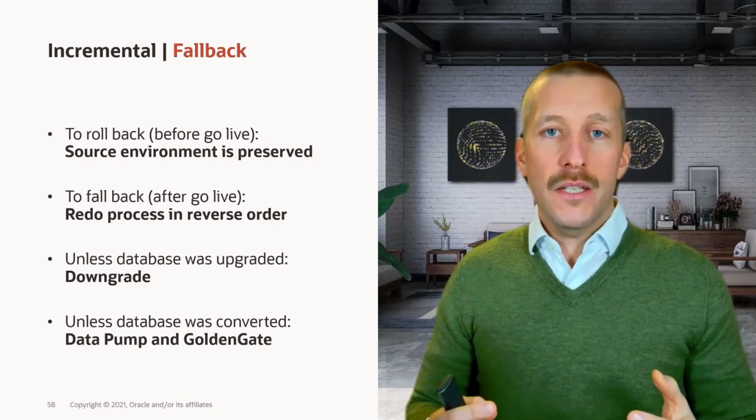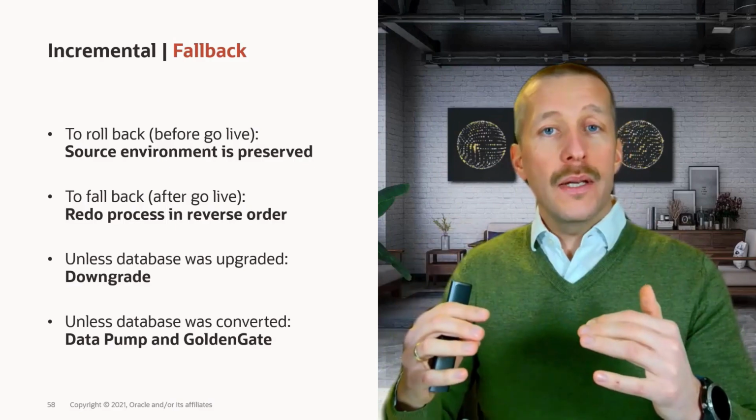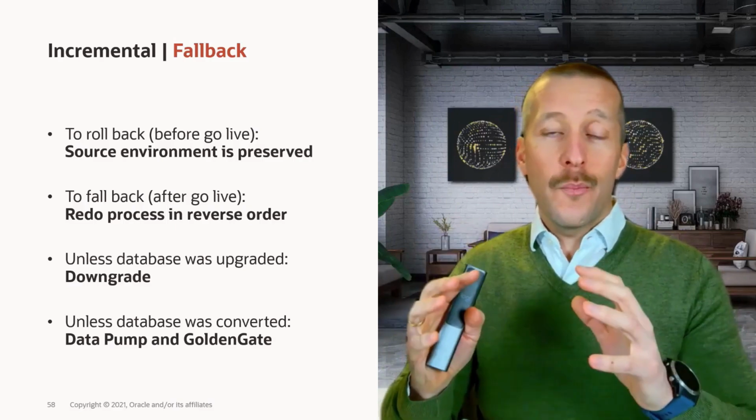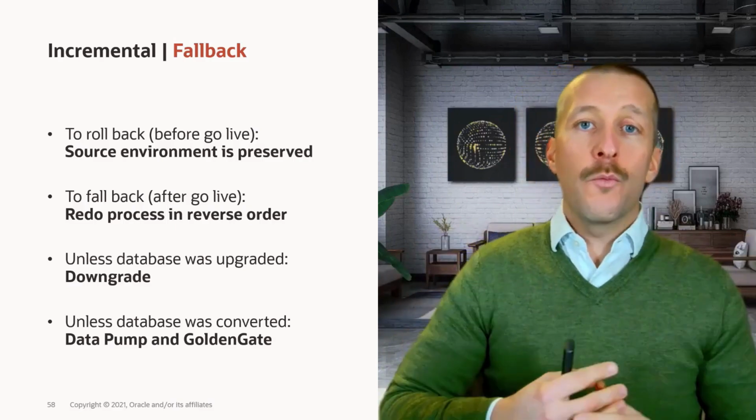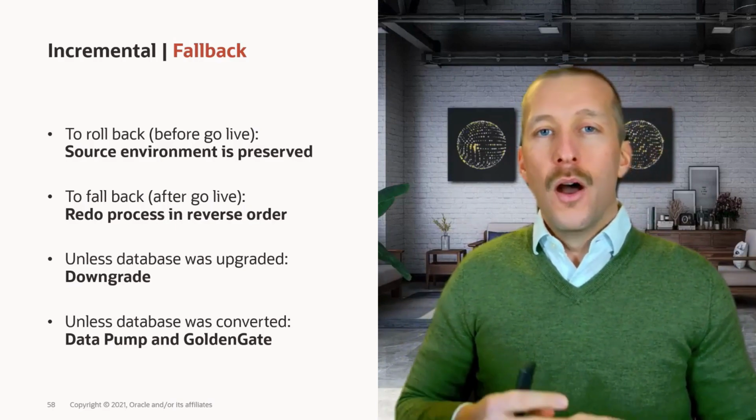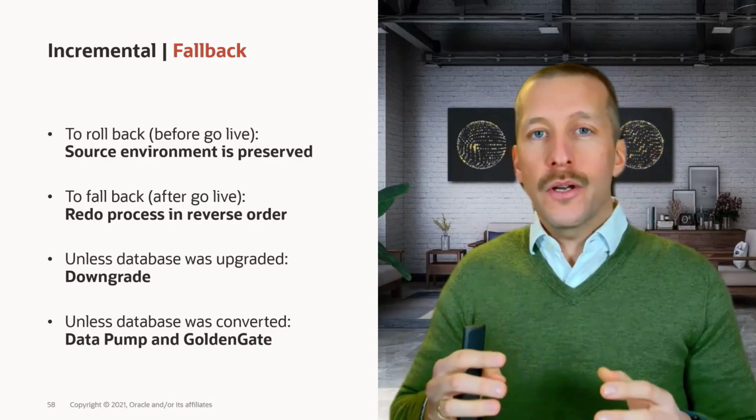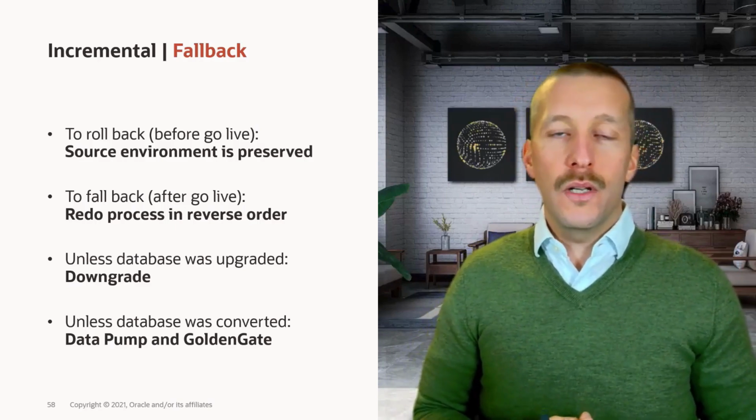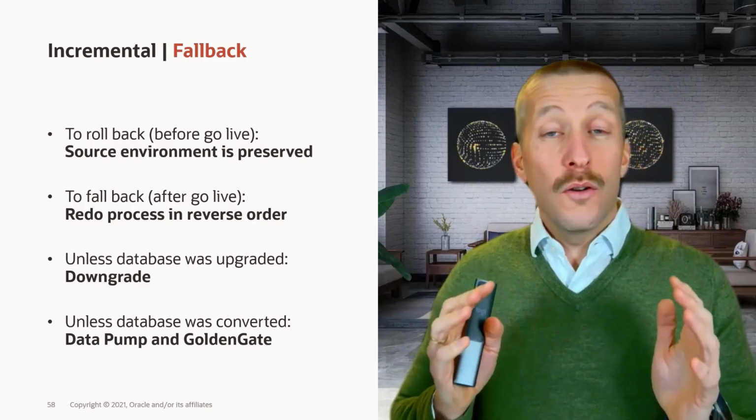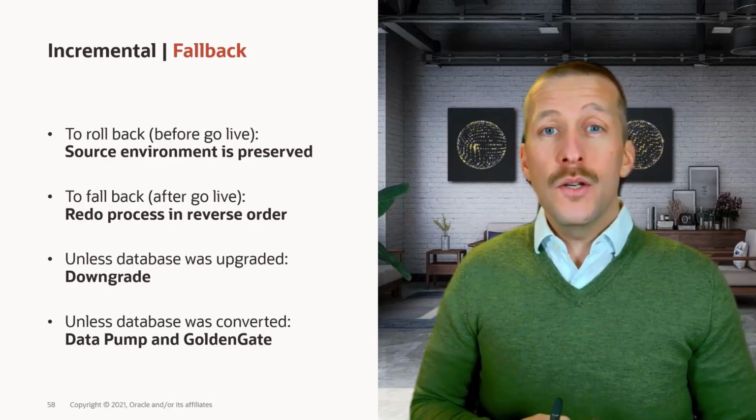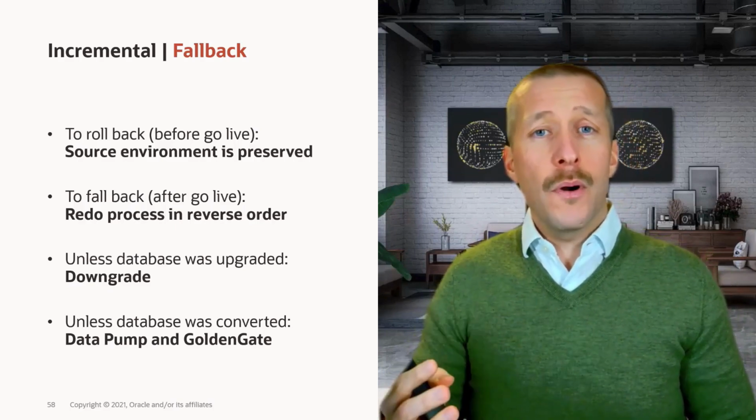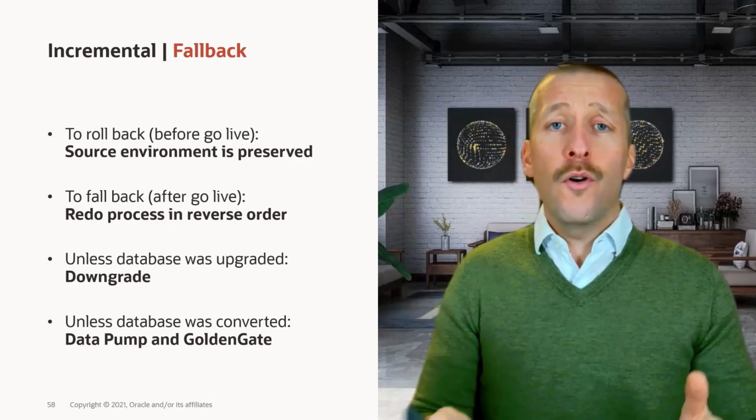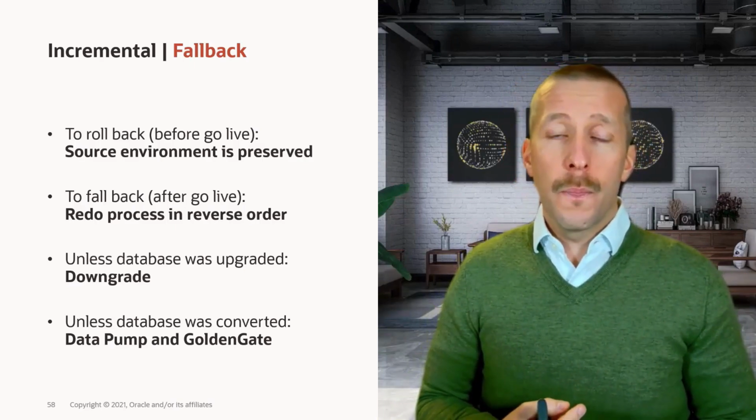If that is the case, you need to downgrade the database and then use RMAN incremental backups back to the original source system. Unless you are also in the case where you can install the higher release Oracle Home on the old system as well. If you also converted the database into a PDB, you are most likely looking into Datapump and GoldenGate if you need to fall back to the original system.